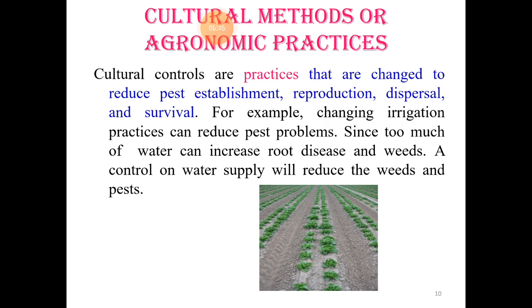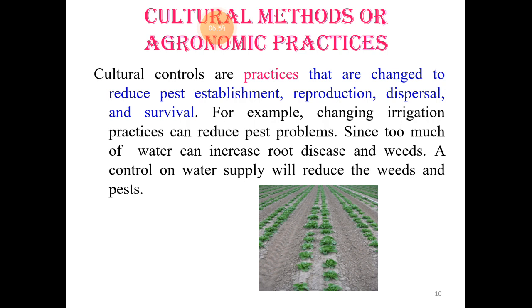Now we shall understand one by one these methods of control of pests. The first one to start is cultural methods. It is also called agronomic practices. These methods include various practices that are changed to reduce the pest population by affecting their reproduction or survival conditions.